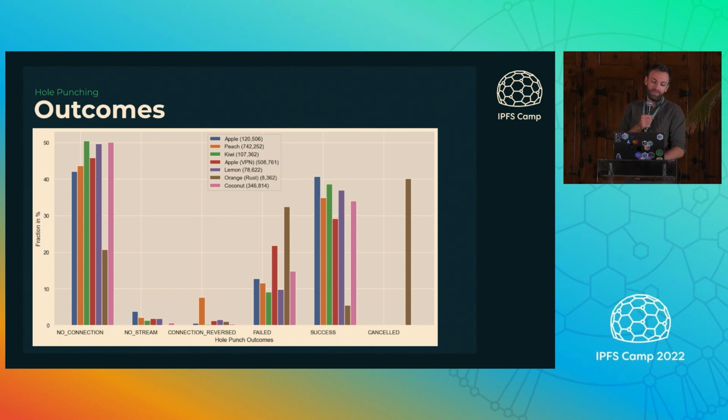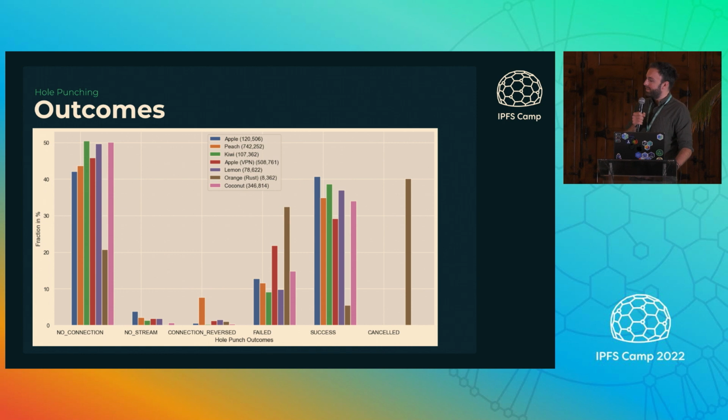So on the x-axis, we have these different outcomes that a hole punch could have, and then just the share of all hole punches on the y-axis. And the no connections are on the left-hand side, so we can see that actually for many peers that we detect, we are not able to connect to them through this relayed address. Then there's this no stream outcome, which is quite interesting.